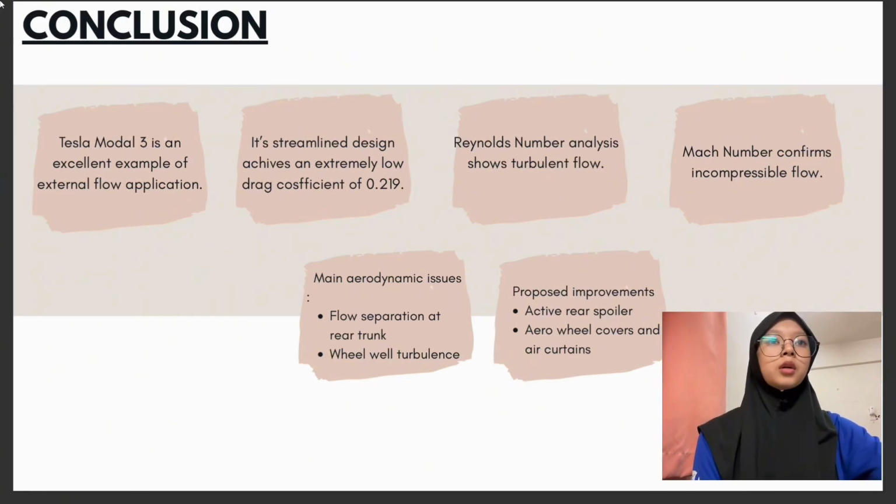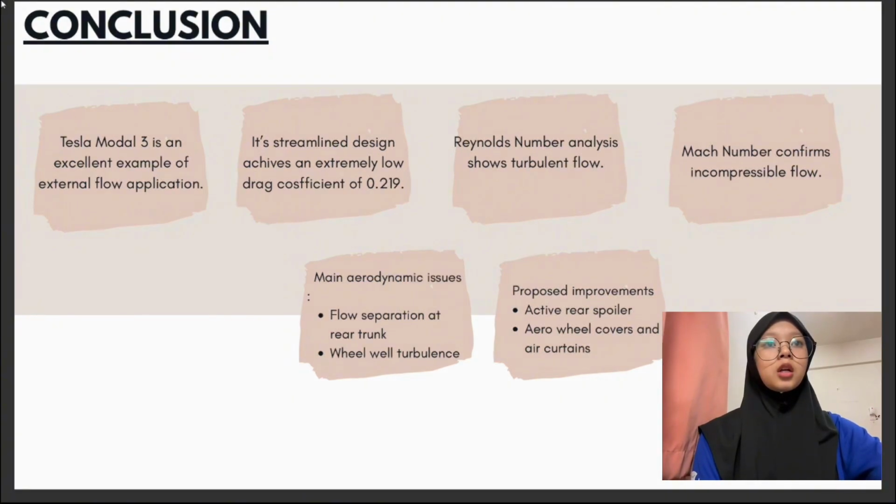To conclude, the Tesla Model 3 shows how fluid mechanics is applied to vehicle design. The airflow around the car is turbulent, and the low Mach number means the airflow can be treated as incompressible. In our analysis, we identified many issues, such as airflow separation at the rear and turbulence around the wheels, both of which increase drag. To improve the performance of the car, we suggest using an active rear spoiler and aerodynamic wheel covers to reduce drag, improve stability, and increase energy efficiency.